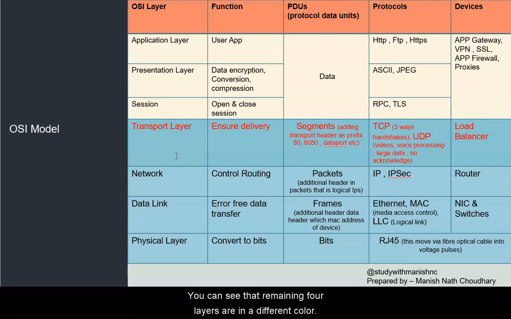Now you can see the remaining four are in a different color. Why? Because they are used at the hardware level. So all these layers are using hardware devices. The transport layer is a bridge between the data layer and the hardware. So that's why it is called the heart of the OSI model.